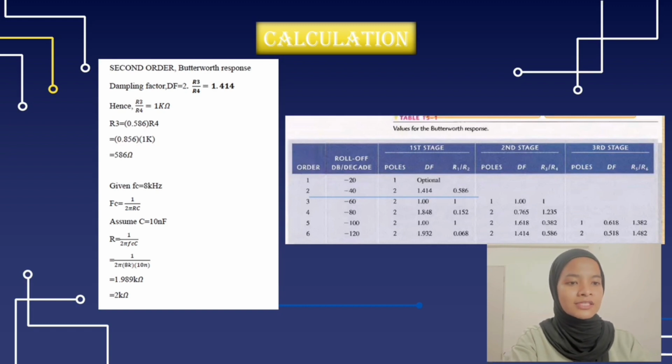While given FC equals 8 kilohertz, for the FC we need to use the formula of 1 over 2 pi RC. So we need to assume C as 10 nanofarad. Then we substitute the values of FC and C. So we get 2 pi times 8k times 10 nano, and then we will get 2k ohm as the final result.